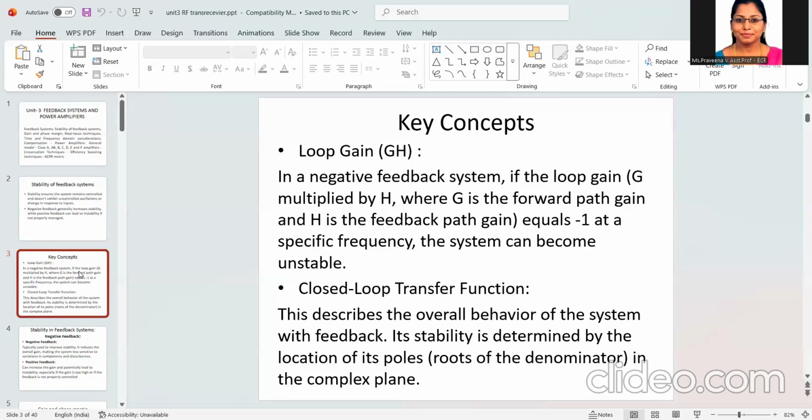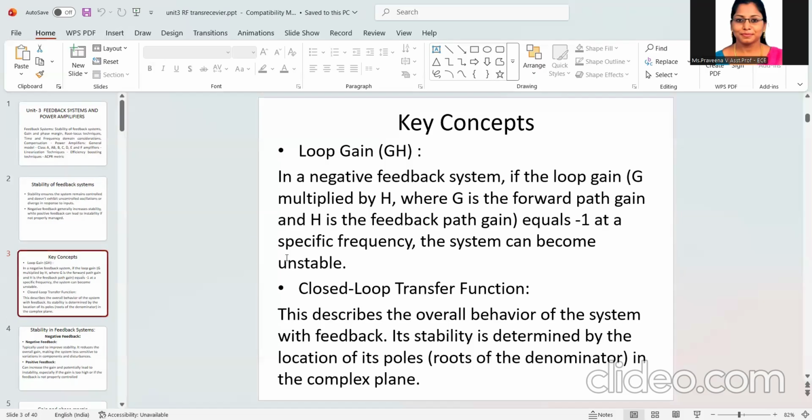In the stability condition of a negative feedback system, instability may occur when GH equals -1 at a particular frequency. Under this condition, the feedback signal becomes effectively positive. The oscillation can build up continuously. This makes the system unstable. The importance of loop gain is that it determines the system stability and affects the bandwidth and gain. It is mainly used in amplification and control system design.